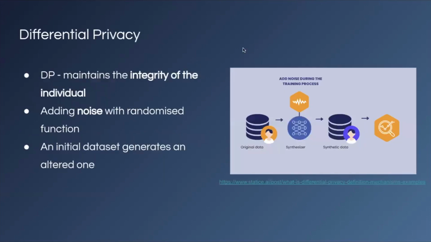Differential privacy protects datasets full of sensitive information and therefore maintains the integrity of the individual. It works by adding noise using a randomized function to determine whether accessed data should be modified or preserved in its original state. In this procedure, an original dataset is used and a randomized function is applied to produce an altered dataset.